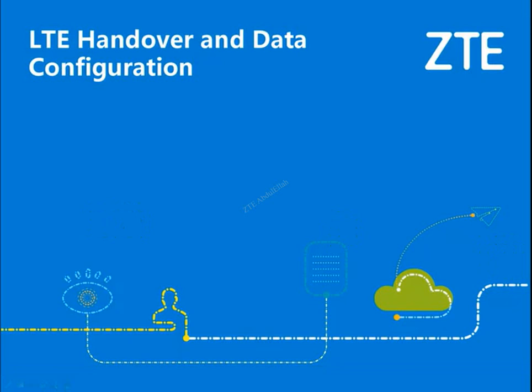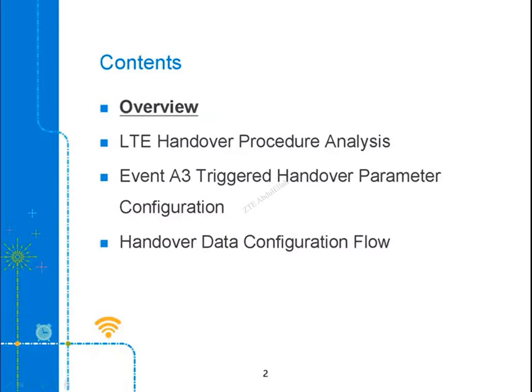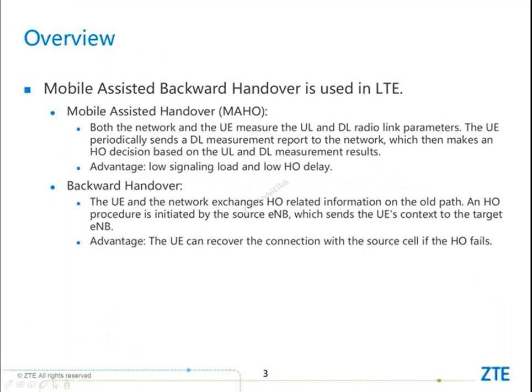Today's course is LTE handover and data configuration. Let's go to the content of this course. From this course, we will study four parts. The first part is the overview of LTE handovers, and the second part is LTE handover procedure analysis. The third part is event A3 triggered handover parameter configuration, and the last part is handover data configuration flow. Okay, let's go to the first part, the overview of LTE handover.